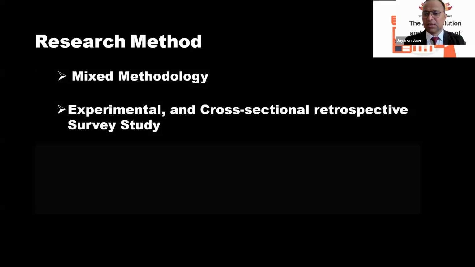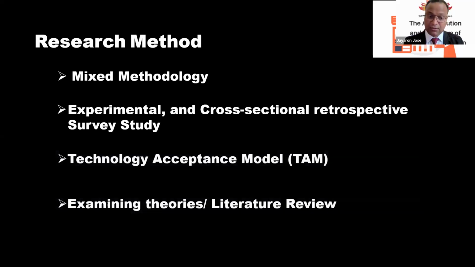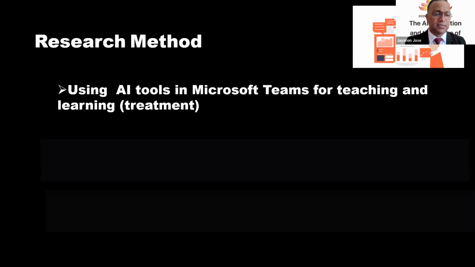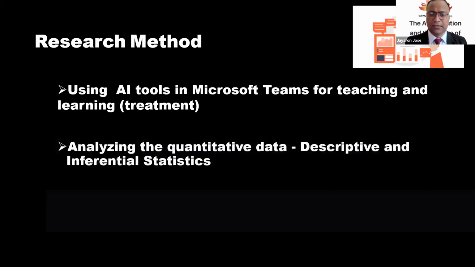So based on this research objective and research questions, the methodology is a mixed methodology, an experimental cross-sectional retrospective survey study. We gave them the treatment of using Search Progress, and towards the end of the semester, we gave them this survey. We also used the technology acceptance model as a framework, and its different constructs, to measure student satisfaction level and also examine the theories, as I mentioned earlier. So using AI tools in teaching and learning is the treatment given.